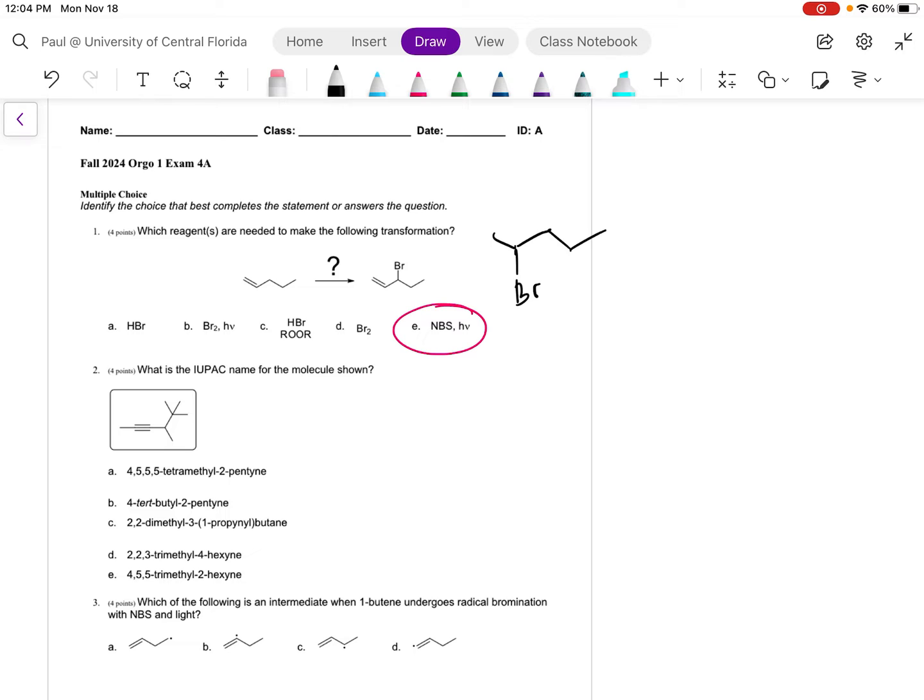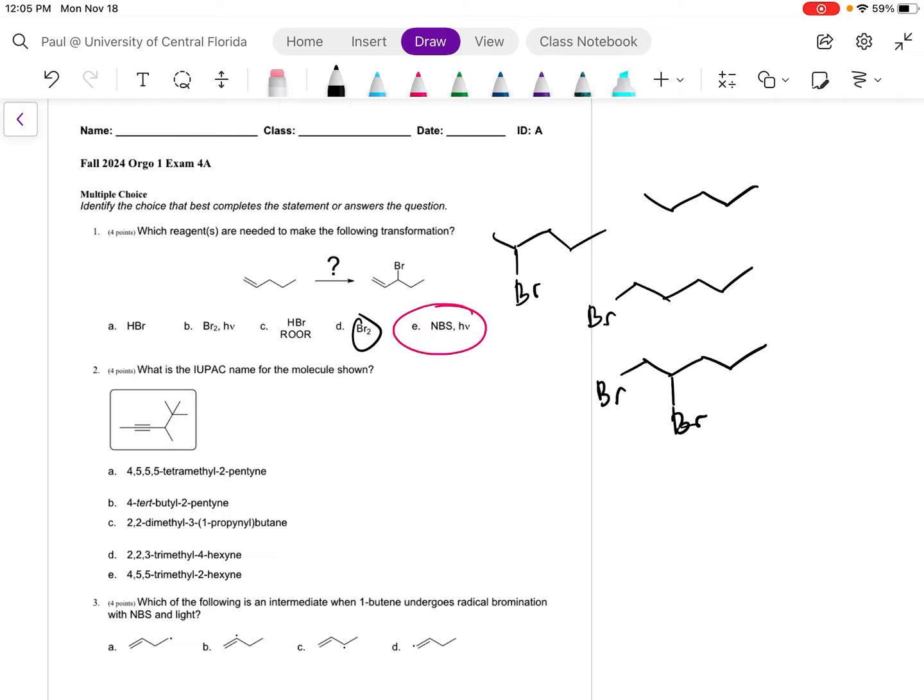If you chose answer B, that's typically done when you want to brominate alkanes. Okay, not with alkenes. HBr and ROOR, you would have added the bromine like that. With elemental bromine right there, you would have had this species right here. We would have had a bromine there and then a bromine there.